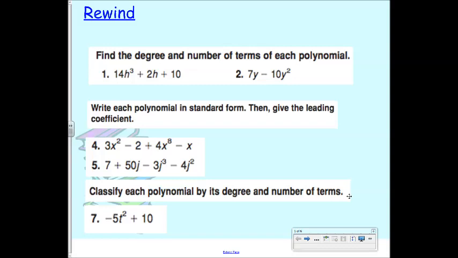And when you have two terms, it's called a binomial. Three terms is called a trinomial. Four terms is called a polynomial. Anything bigger than 3 is called a polynomial.